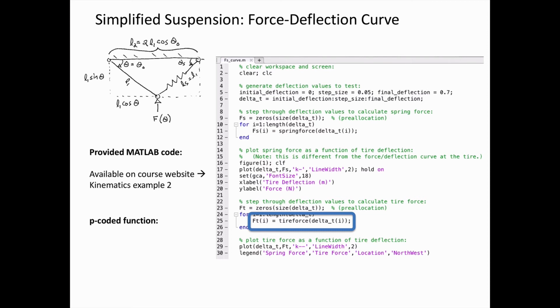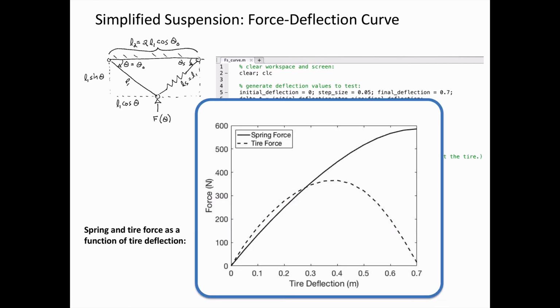So in the homework, you are supposed to derive tire force as a function of delta. I've given you the p-coded function, so you know what the correct function is. You just can't see inside of it. So if you can get your function to match the results from this code, then you know you've done things correctly. When we plot the spring force and the tire force as a function of tire deflection, this is what we get. So let's have a look at spring force first.